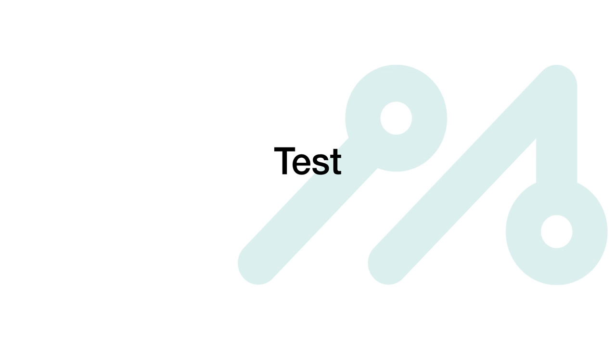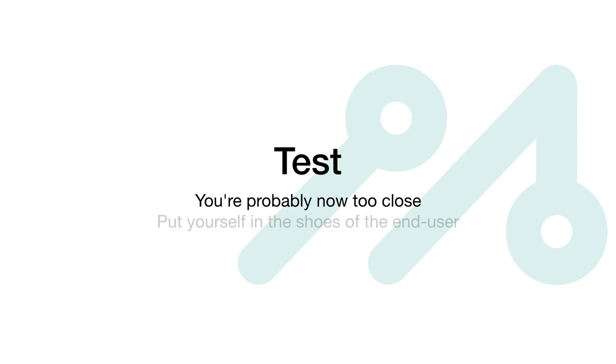Test your stuff. Test it in a way that you've never tested anything before, because you are now probably too close to it. You have done this so many times. You have iterated it. You have walked through your own workflow. You know exactly how to use this. You wrote the code. You know exactly how it works in the back end. You know everything about it. You are now too close to it, because you can't be objective.